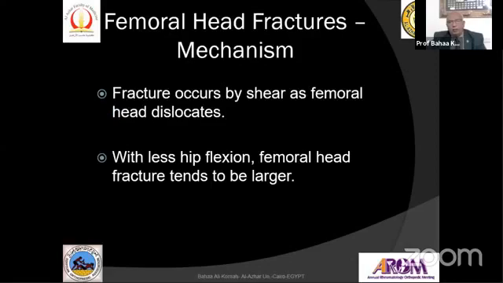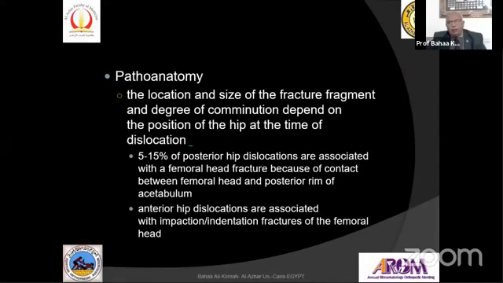Femoral head fracture mechanism: the fracture always occurs by shear as the femoral head dislocates. With less hip flexion, the femoral head fracture tends to be larger. From pathological anatomy, the location and the size of the fracture fragment and the degree of comminution depend on the position of the hip at the time of the dislocation.